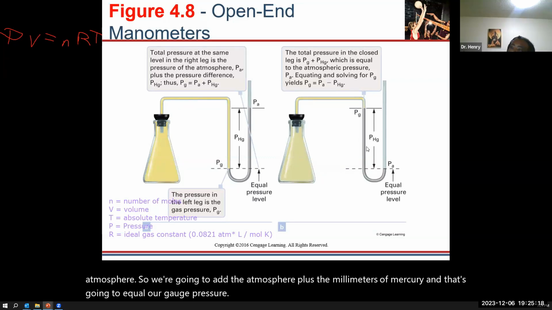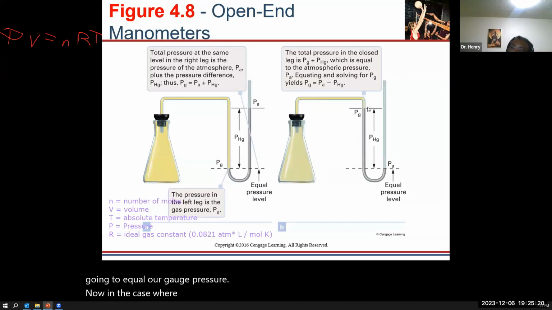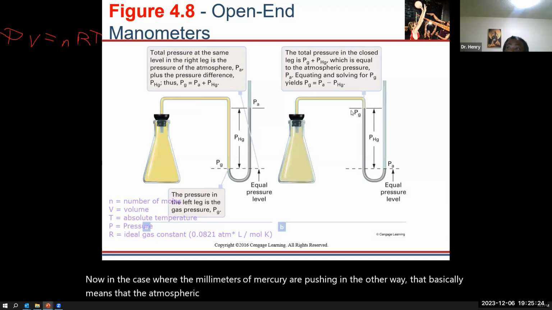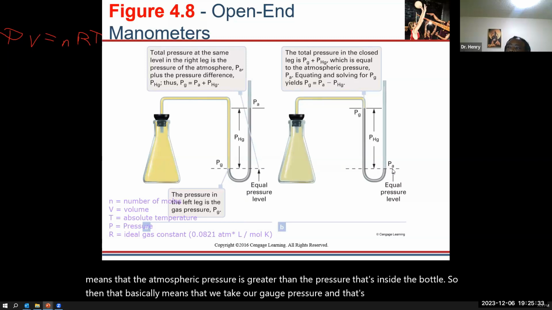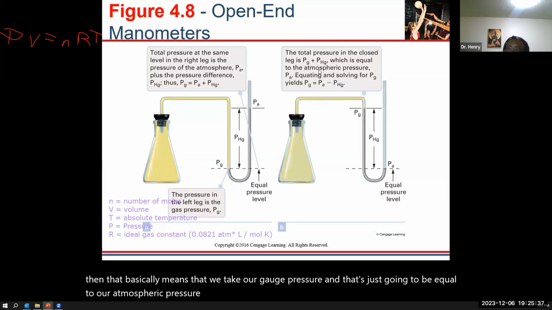Now, in the case where the millimeters of mercury are pushing in the other way, that basically means that the atmospheric pressure is greater than the pressure that's inside the bottle. So then we take our gauge pressure, and that's just going to be equal to our atmospheric pressure minus our millimeters of mercury, which is just shown right up here.